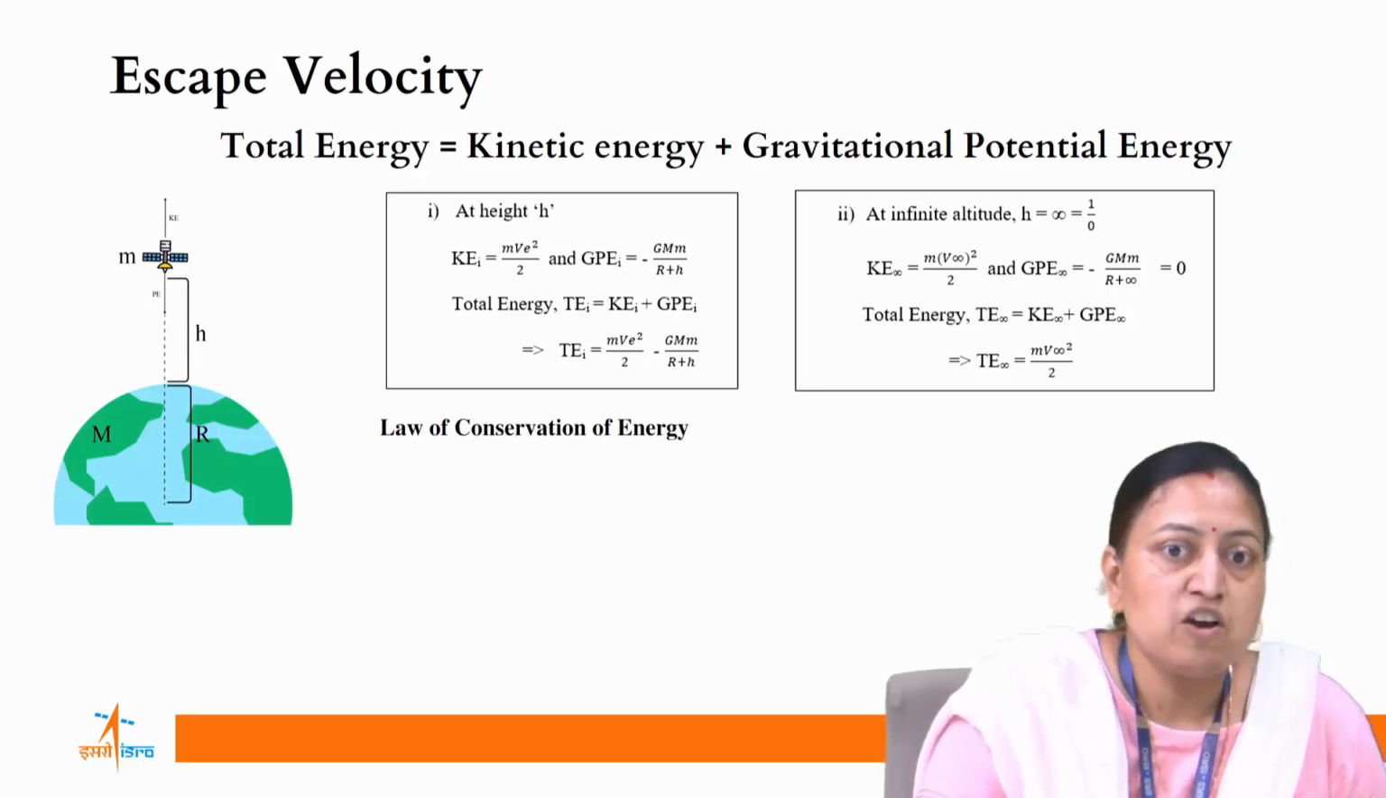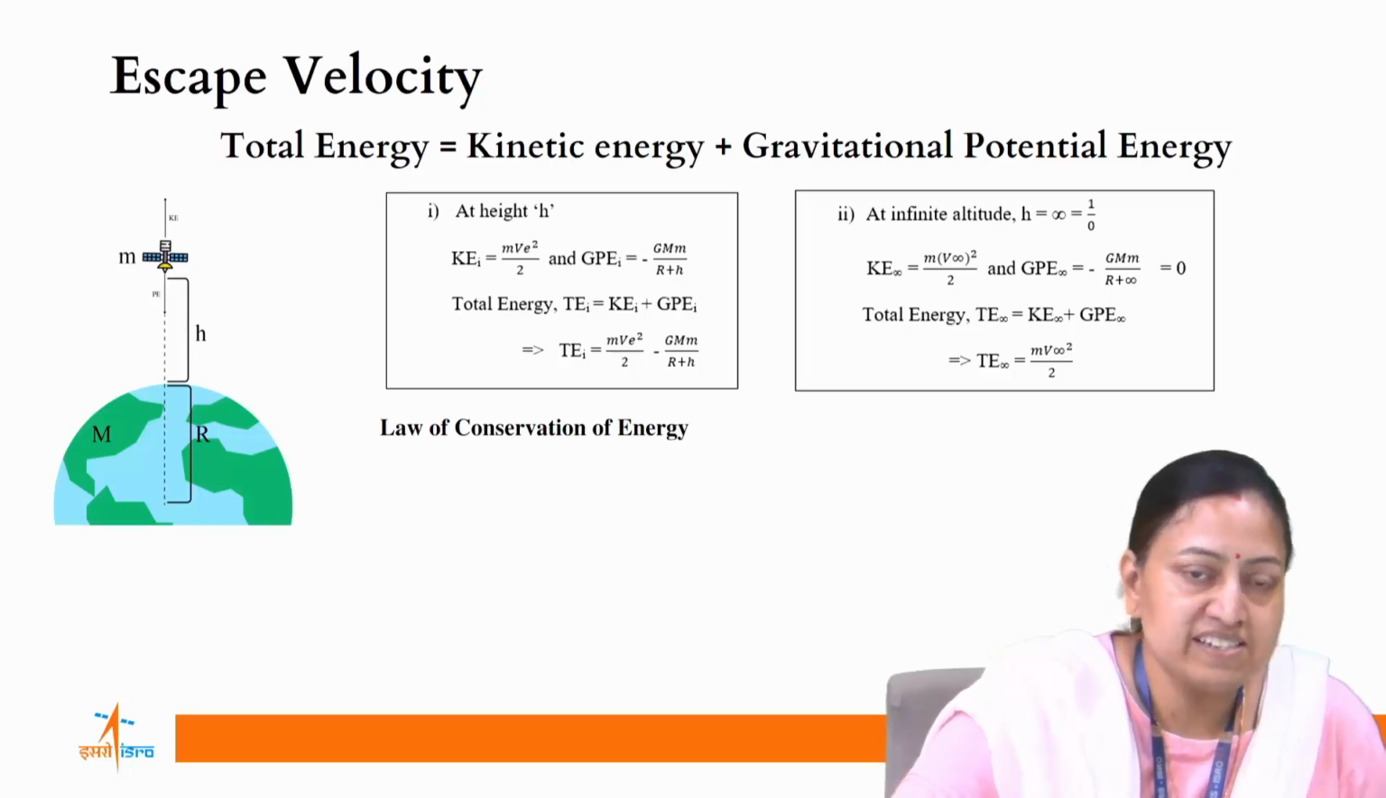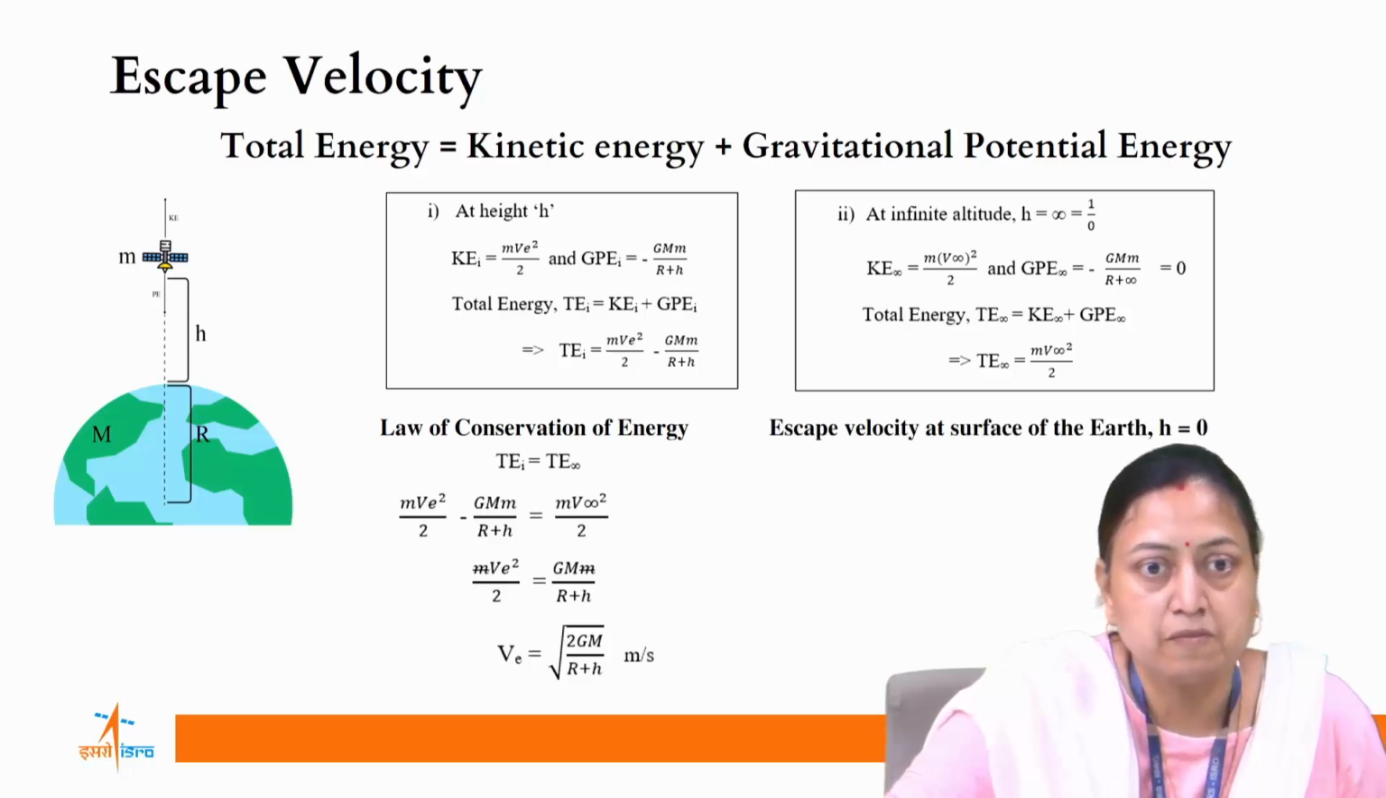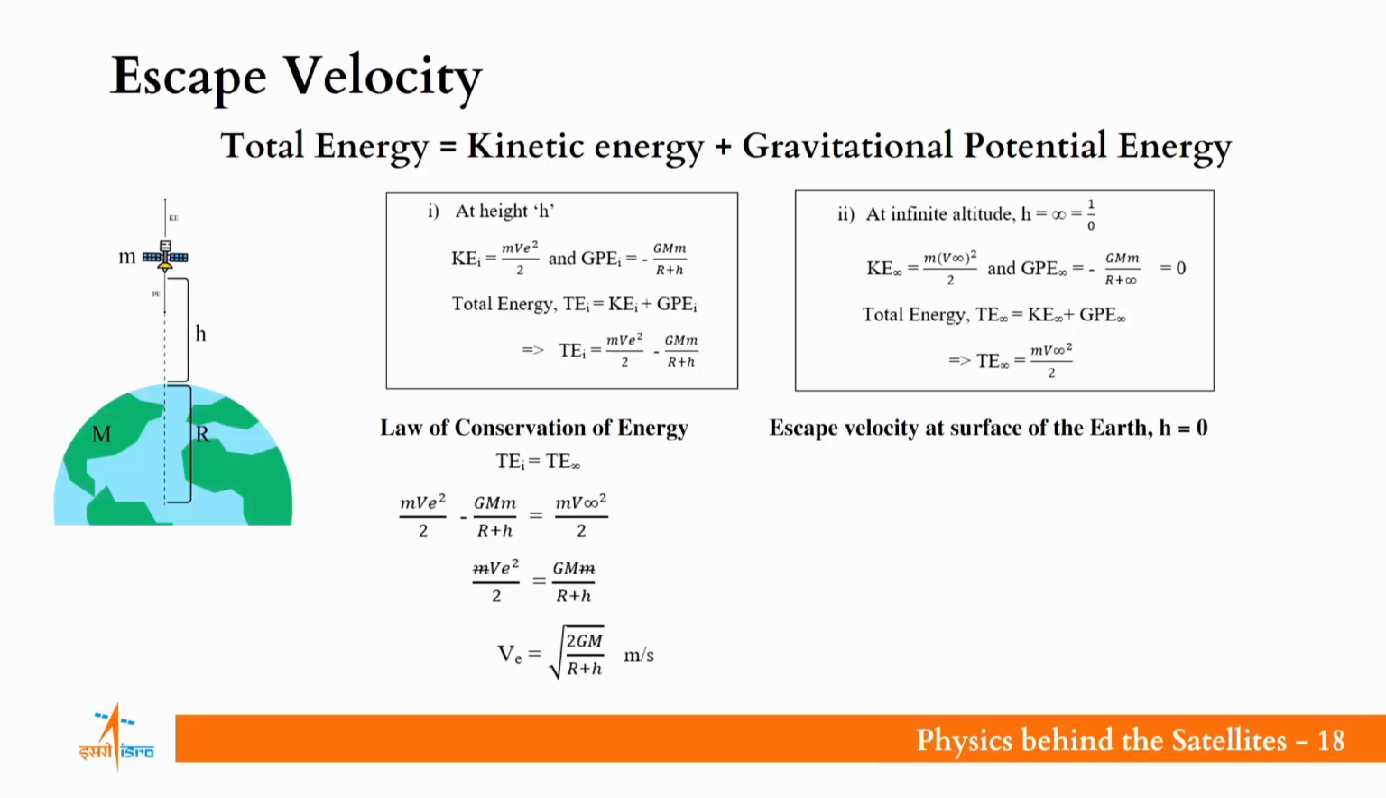By equating total energy in both the cases, we find an expression for escape velocity. By putting in all the values at h equal to 0, we can calculate escape velocity at Earth's surface. Escape velocity at the surface of the Earth is 11.18 km per second.